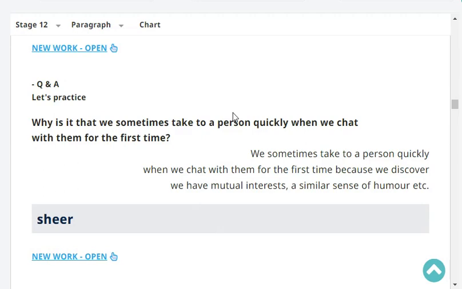Why is it that we sometimes take to a person quickly when we chat with them for the first time? We sometimes take to a person quickly when we chat with them for the first time because we discover we have mutual interests, a similar sense of humor, etc.